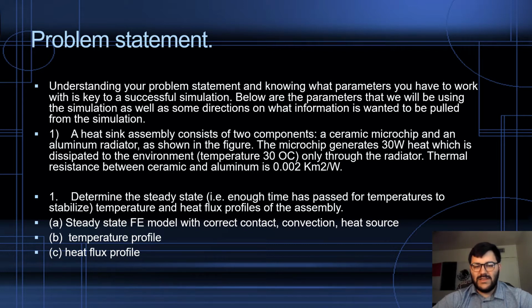So the heatsink is made out of 2 parts, a ceramic microchip and an aluminum radiator. The microchip generates 30 watts of heat, the ambient temperature is 30 degrees Celsius, and the thermal resistance is 0.002. All these will be put into SolidWorks, and I will show you how. Some of the things that you will pull from the results are the temperature profile and the heat flux, as well as the heat source, the convection, where you put it in, and the correct contact.